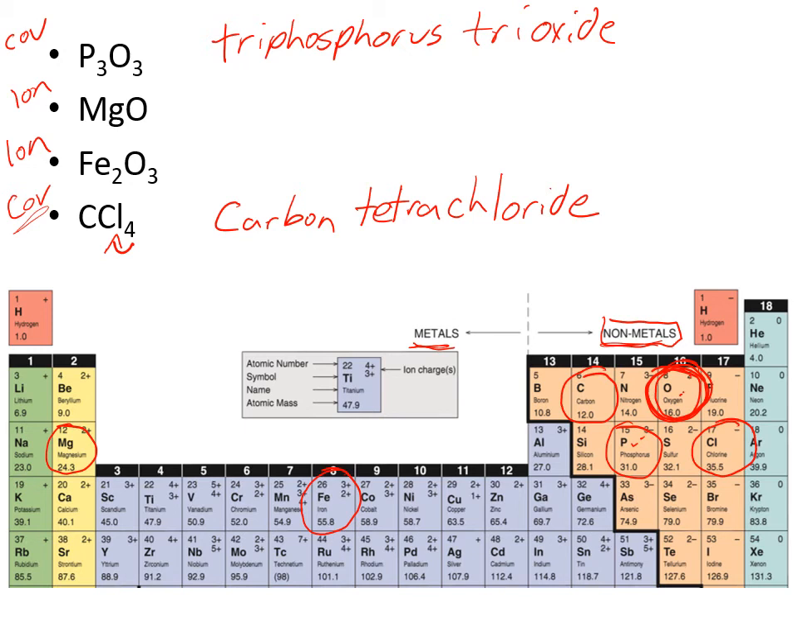Okay, so we have now finished off all of the covalently bonded ones. So now we're going to do the ionically bonded ones. So here we have magnesium. Magnesium only makes 1 ion, so we can just write that one. Magnesium oxide.